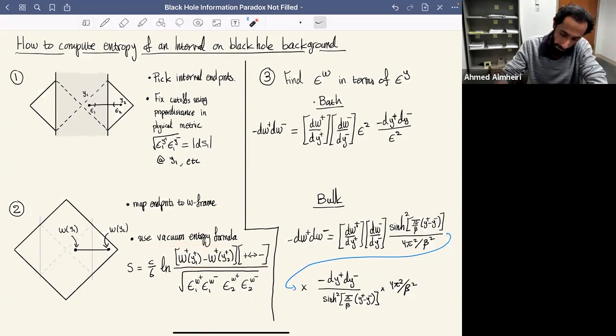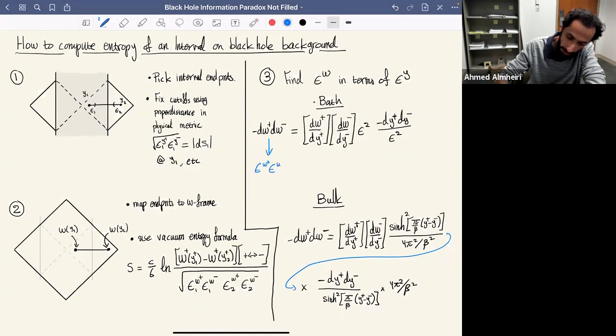The third step: the issue here is that these cutoffs are not physical cutoffs. They're the cutoffs in the W coordinate system. So you need to express those cutoffs in terms of the cutoffs in the physical spacetime. The way you do that is by relating the metric in the W frame to the physical metric. So this metric here in the W frame is epsilon W plus, epsilon W minus. And this metric here, first considering the point in the bath, is epsilon Y plus, epsilon Y minus, which is the proper length in the physical bath metric.